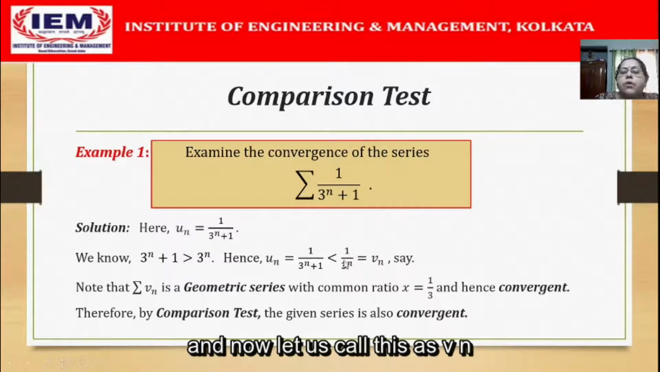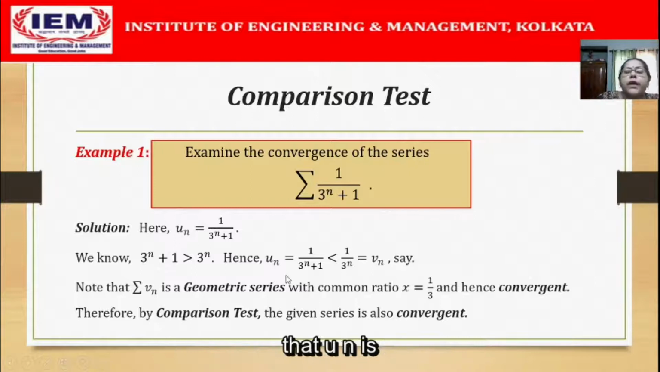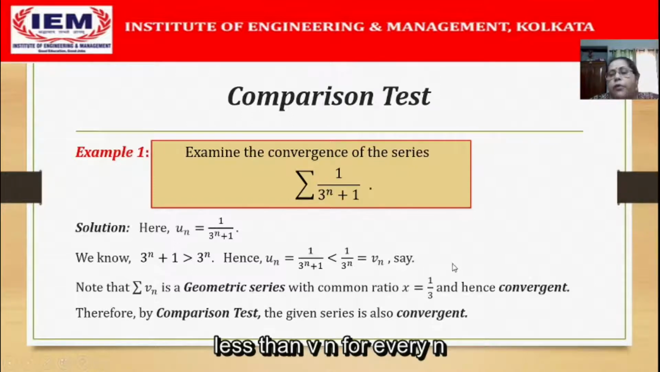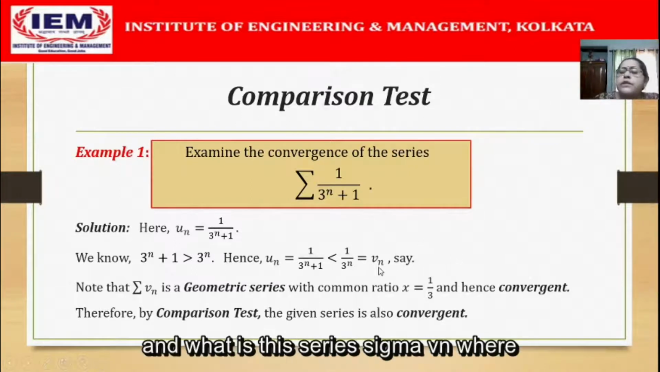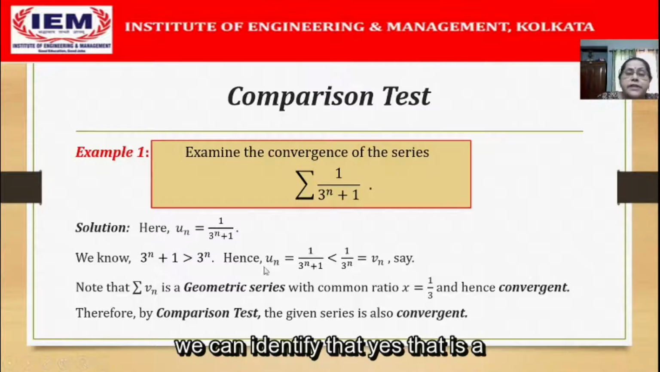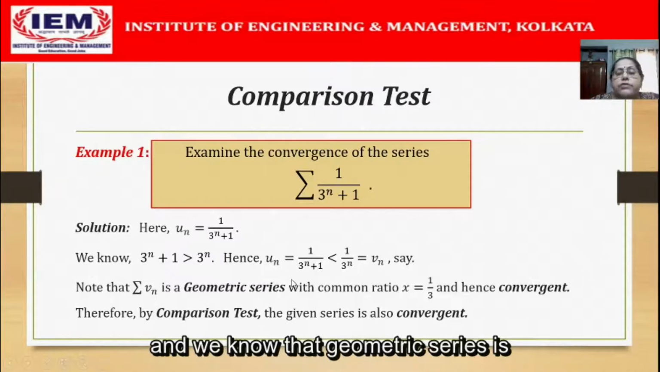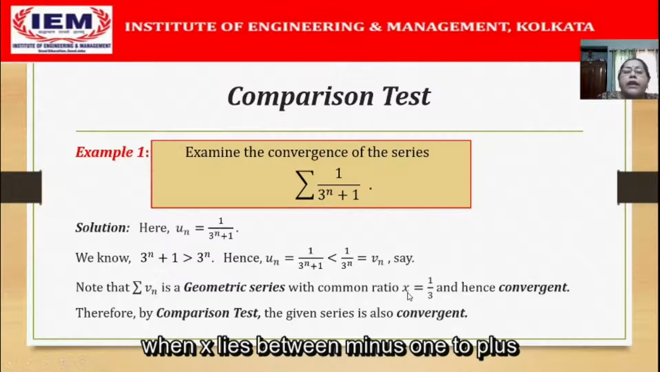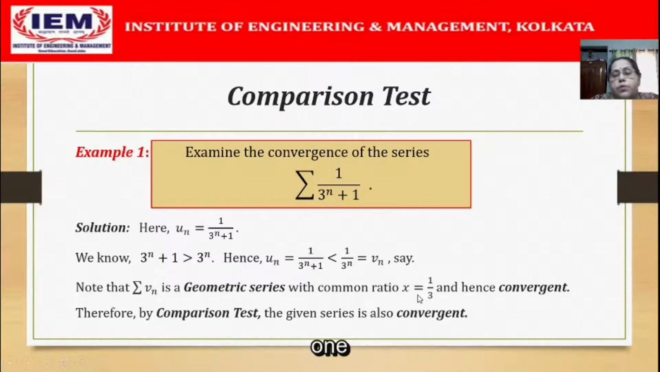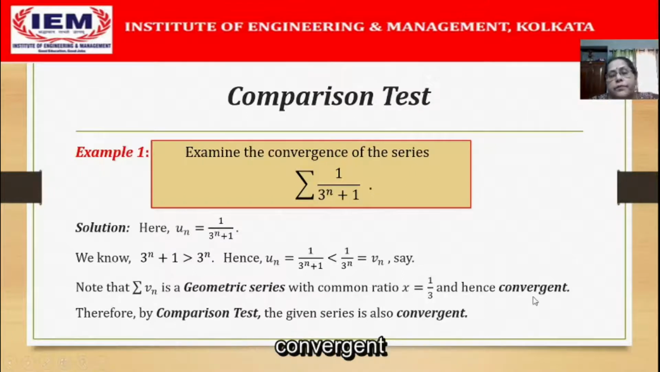And now let us call this V_n. So from this relation, we can see that u_n is less than V_n for every n. And what is this series sigma V_n, where V_n is 1 by 3 to the power n? We can identify that it is a geometric series with common ratio x equal to 1 by 3. And we know that a geometric series is convergent when x lies between -1 and +1. Therefore, in this case, sigma V_n is convergent.